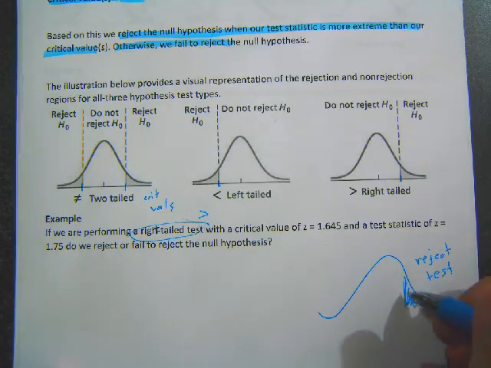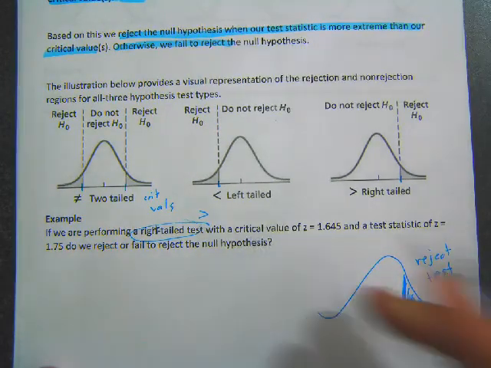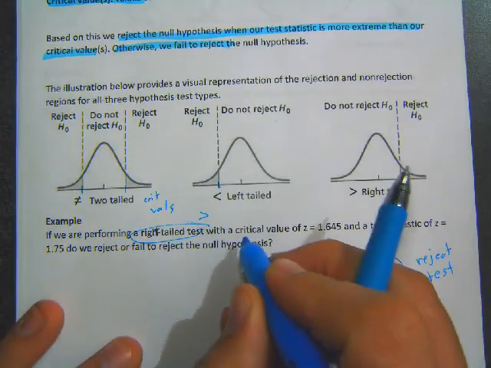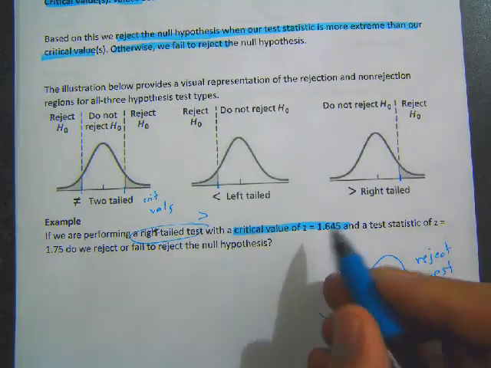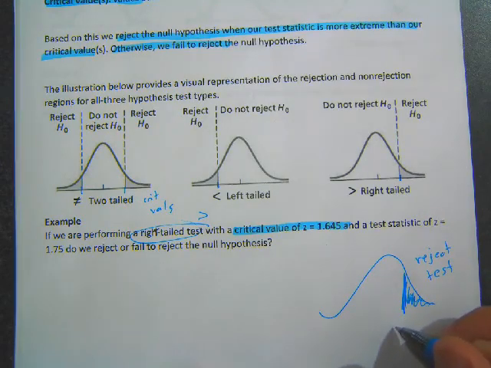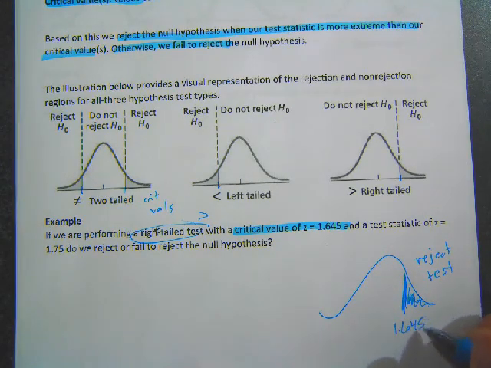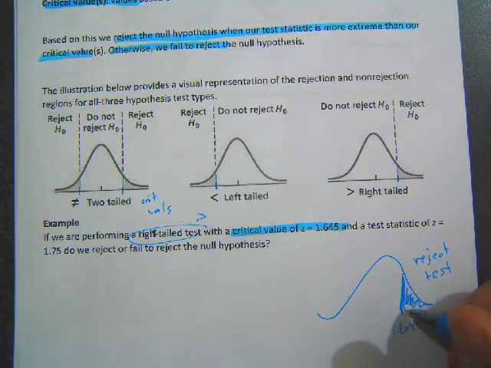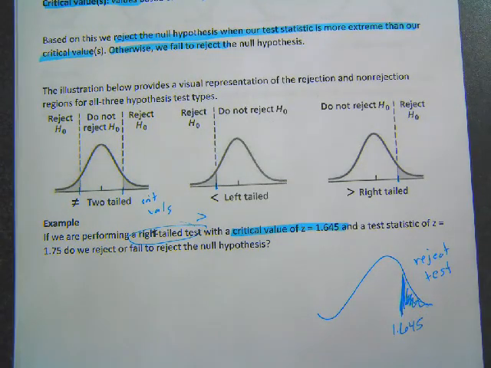Now, what is this region? Well, you have to use the critical value to figure that region out. So we'll look at the critical value. And so the critical value is 1.645. And see how it's a positive number because we're on the right tail? So this critical value tells us that 1.645 is the cutoff. Anything that's more extreme than 1.645 will cause us to reject.